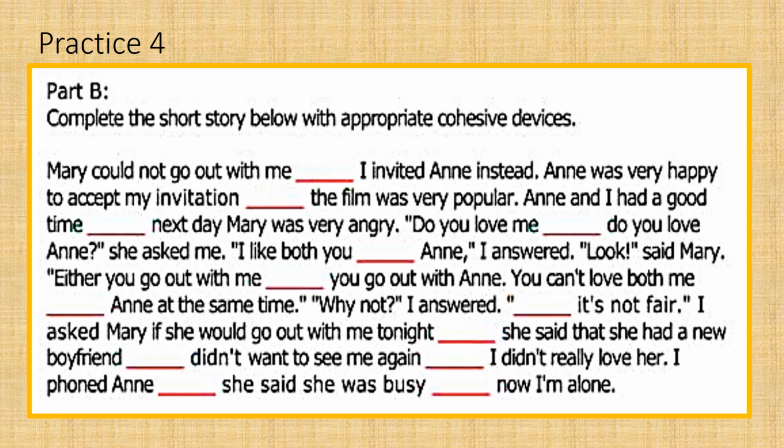Look, said Mary, either you go out with me or you go out with Anne. You can't love both me and Anne at the same time. Why not? I answered. Because it's not fair. I asked Mary if she would go out with me tonight, but she said that she had a new boyfriend and didn't want to see me again because I didn't really love her. I phoned Anne, but she said she was busy. And now I'm alone. Do you get all that correct?